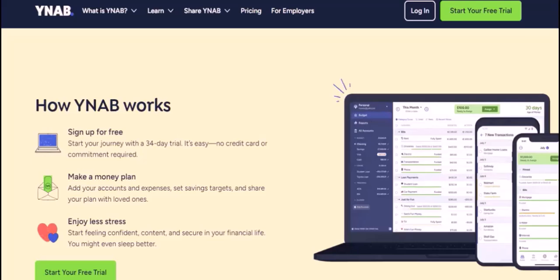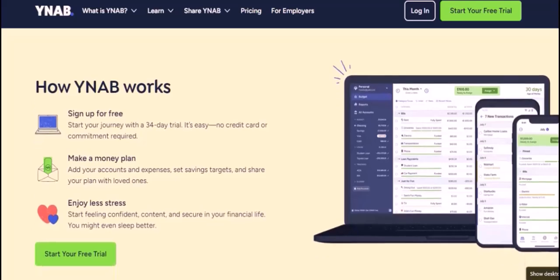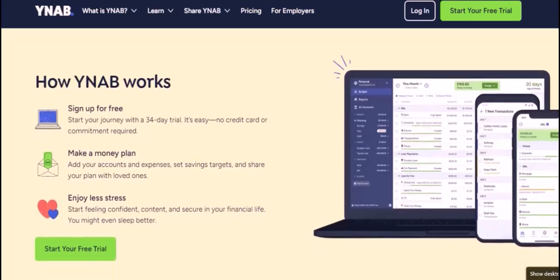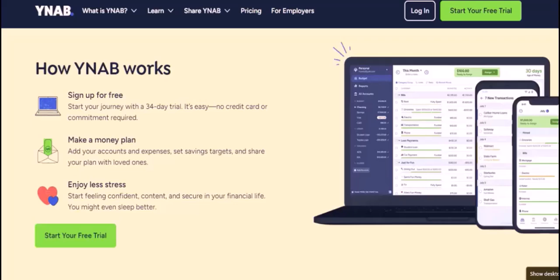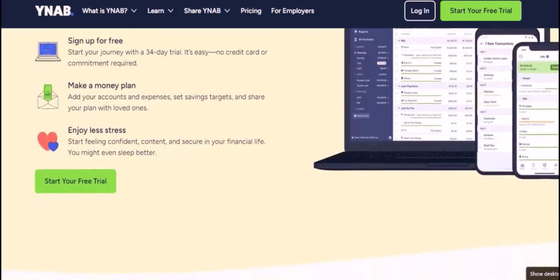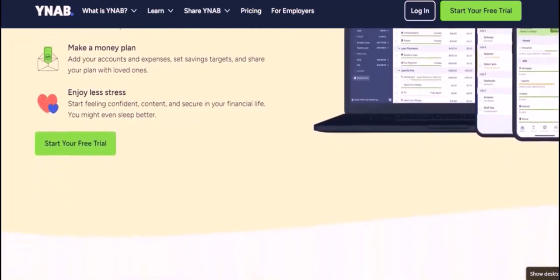Ultimately, the decision of whether or not to link your bank account to YNAB is a personal one. There's no right or wrong answer. It depends on your comfort level with technology, your trust in the security measures in place, and your preferred budgeting style. If you're concerned about security, you can take additional precautions.